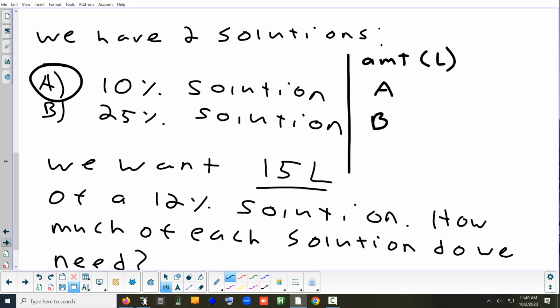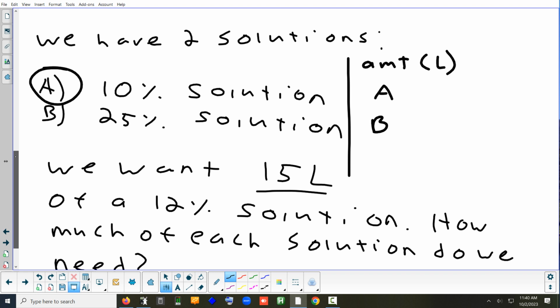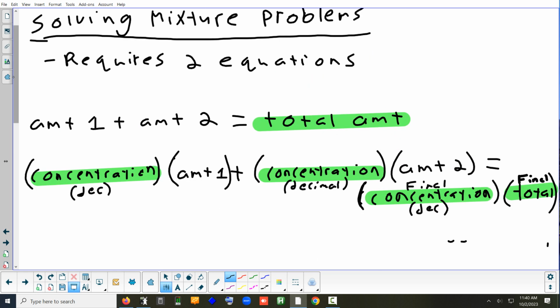Well, we don't have a number for it yet. How are we representing how much we're going to use of the 25% solution? B. So how would you fill in this first equation? Amount 1 plus amount 2 equals the total.